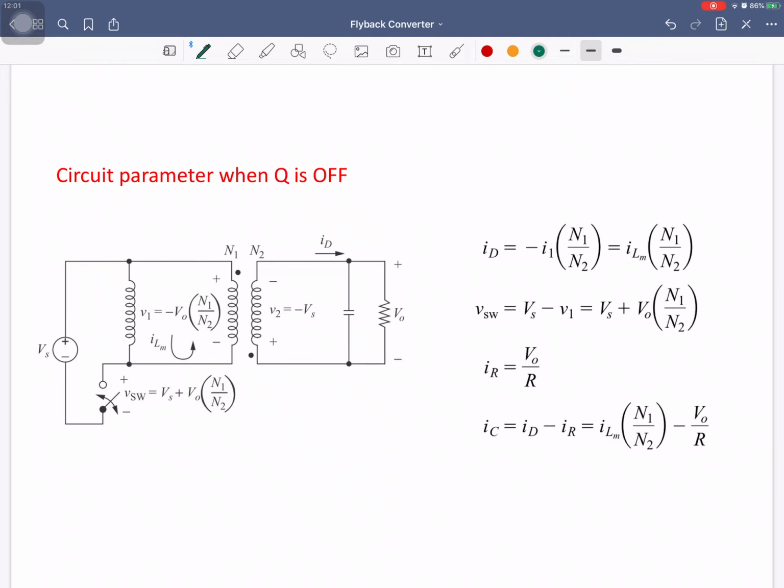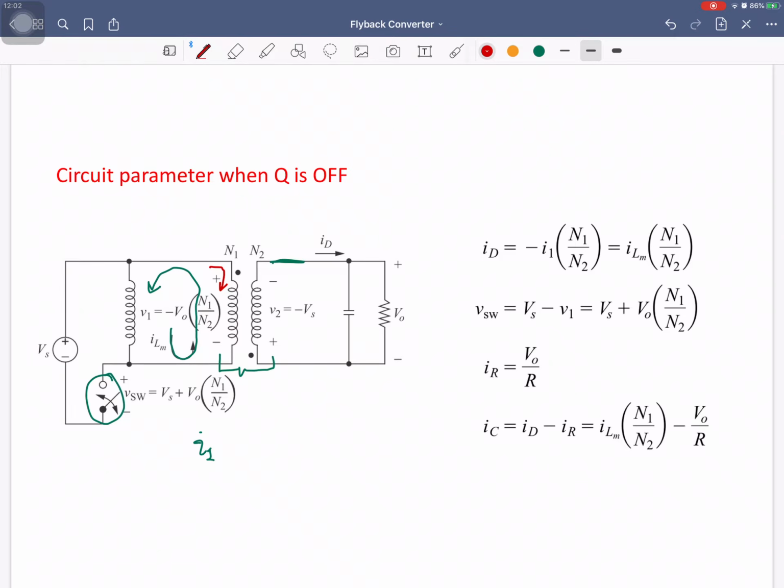Now we look at some other parameters of the circuit when your switch is in the off state. So when this switch is off, your diode will be on. So what will be the diode current? The diode current can be calculated by looking at the current in this loop. The current in the primary winding, that's I1. If you know I1, you can find out I2 by knowing the turn ratio of the transformer windings. But this current I1 is going to flow in the opposite direction. It should have entered from the dotted end. But now it is entering from the not dotted end, so we are going to consider it the negative one.